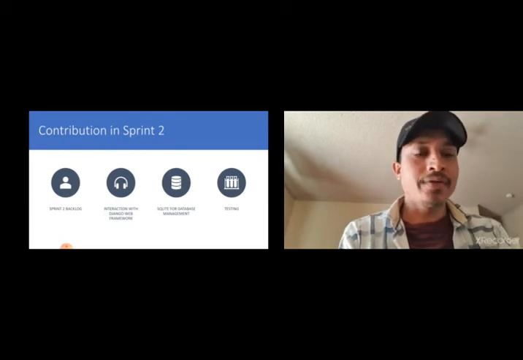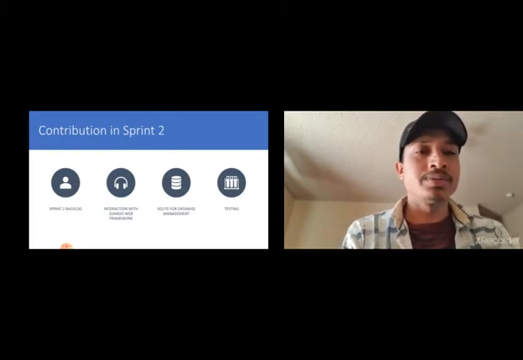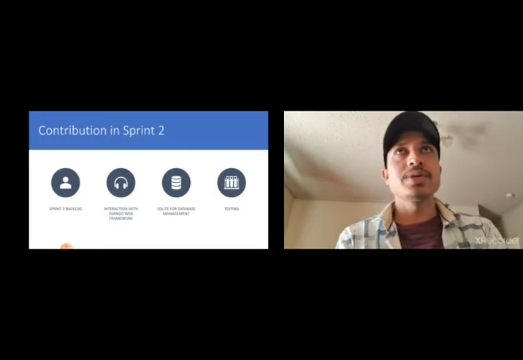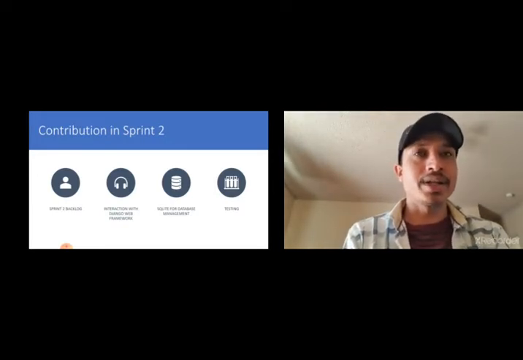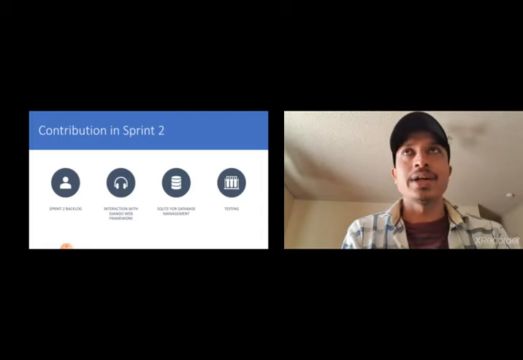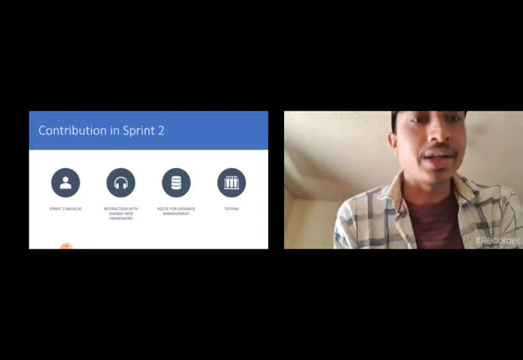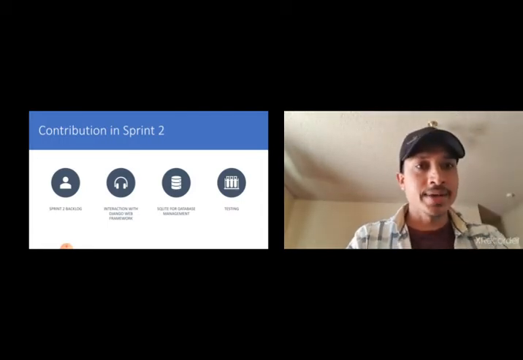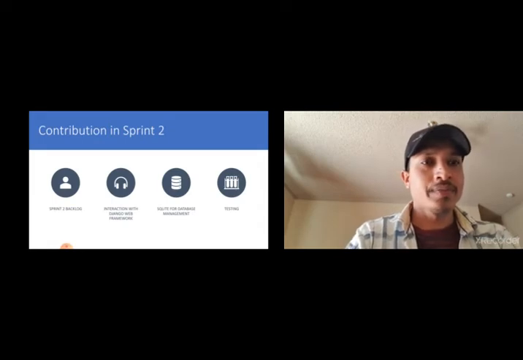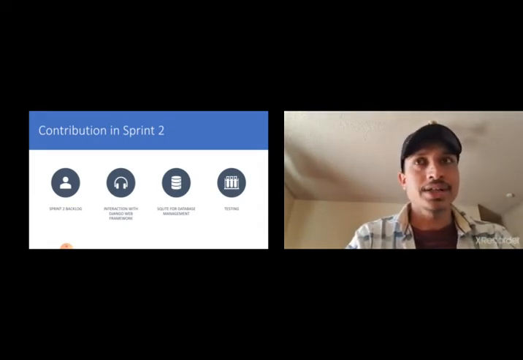Similarly, after the completion of sprint 1, we moved on to sprint 2. In sprint 2, like sprint 1, we divided the user stories for the sprint and then started writing the sprint 2 backlogs. We ranked the user stories on a priority basis, and after the sprint 2 backlogs, the tasks were divided among our friends.